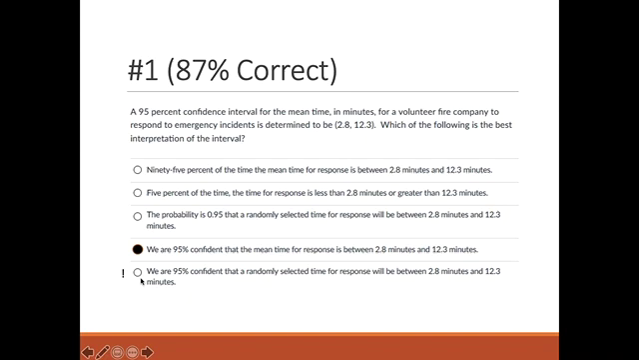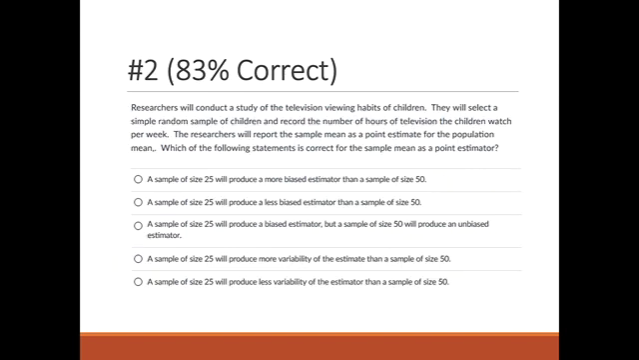This was the most commonly chosen wrong answer. People said we're 95% confident that a randomly selected time. Remember, a confidence interval is not about capturing anything except the true population parameter. So that's the goal. The goal is not to capture a sample value. The goal is not to capture a randomly selected value. The goal is to try to capture the true population parameter, not a randomly selected one.